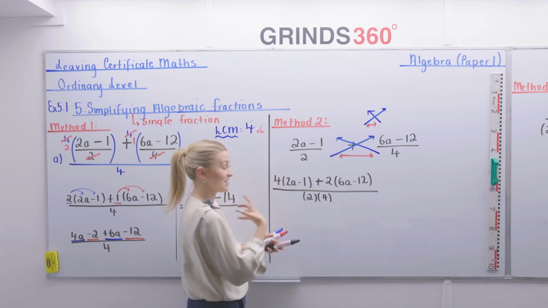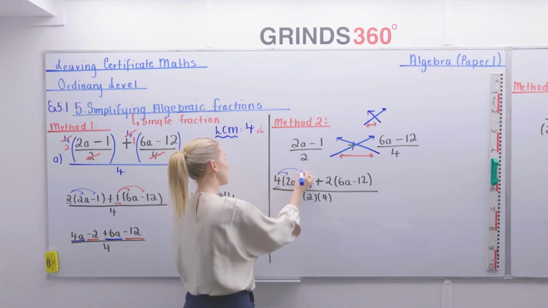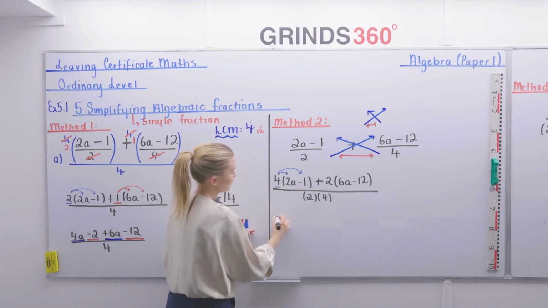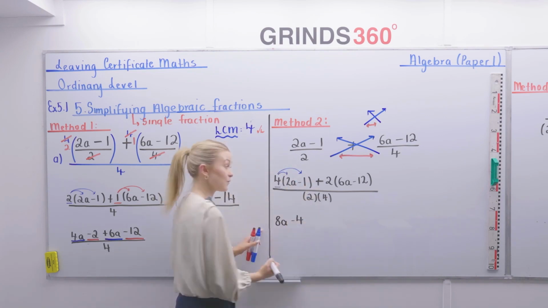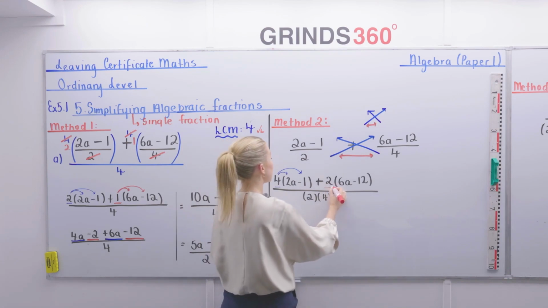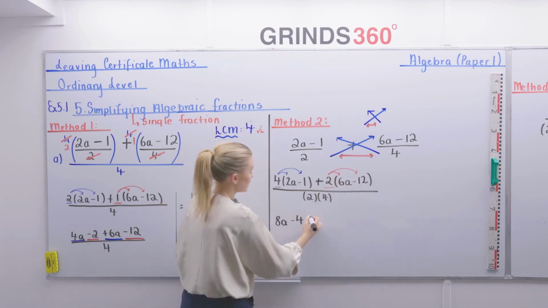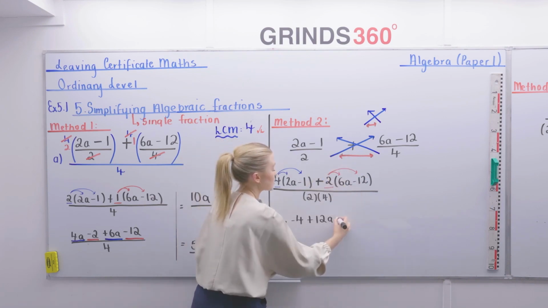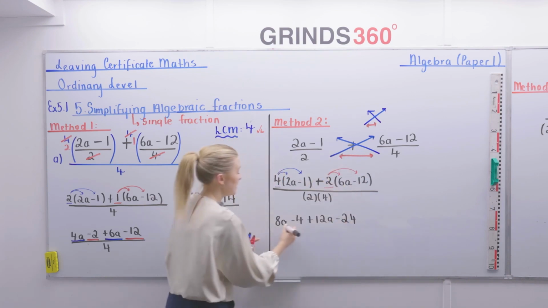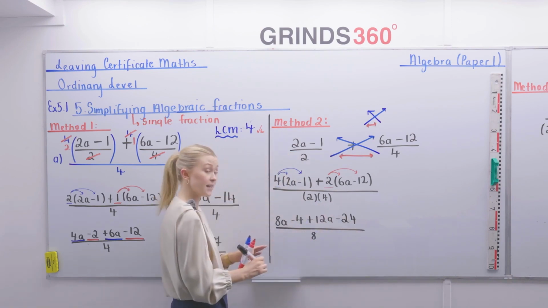Now, in this case, the same idea applies, we multiply out. We're going to say 4 times 2a and 4 times minus 1. 4 times 2a is going to leave me with 8a. 4 times minus 1 is going to leave me with minus 4. On the far side here, we have 2a times 6a and 2a times minus 12. 2a times 6a will give me plus 12a. 2a times minus 12 will leave me with minus 24. And this is all over 2 times 4 is 8.